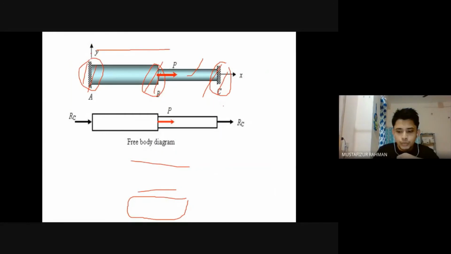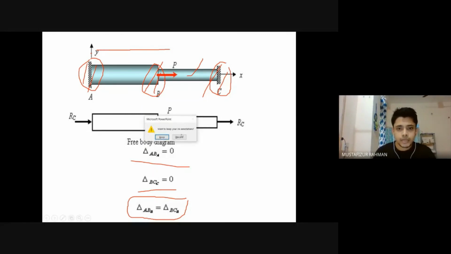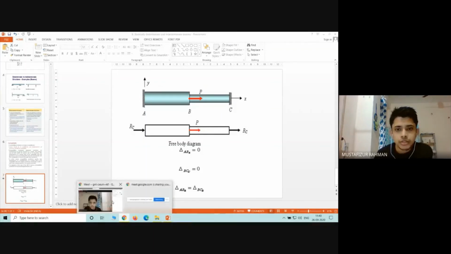After that, we will require the conditions of constitutive relationships. Now, you tell me, what do you know about constitutive relationships? Do you know about the constitutive relationship?